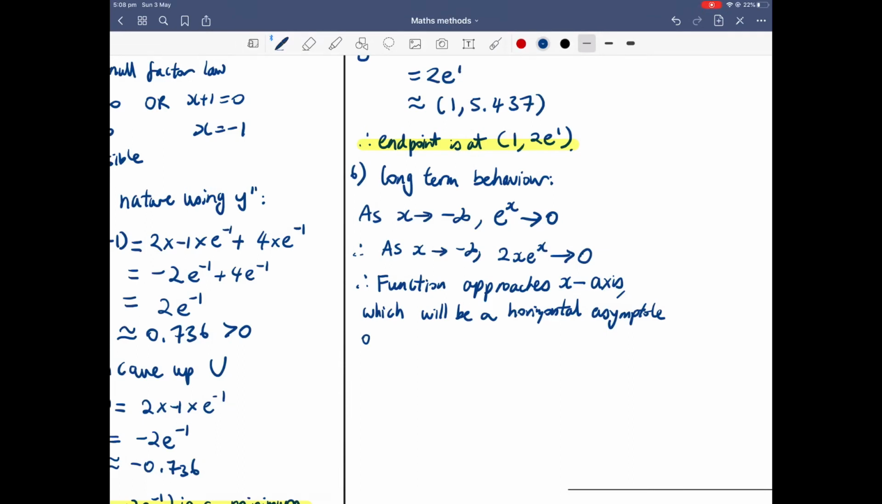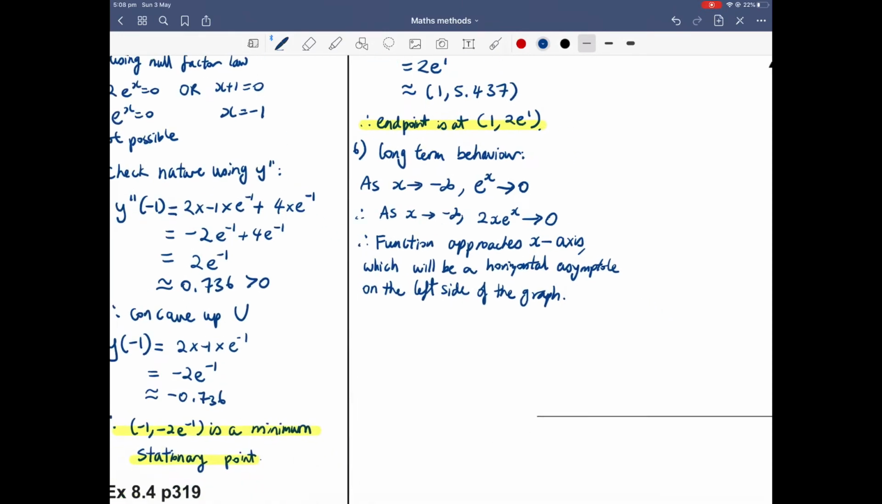And we don't really care about the right side because we've got the endpoint stopping us from going beyond anything to the right of x equals 1 anyway. On the left side of the graph.